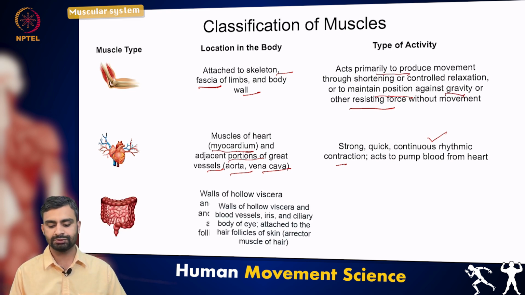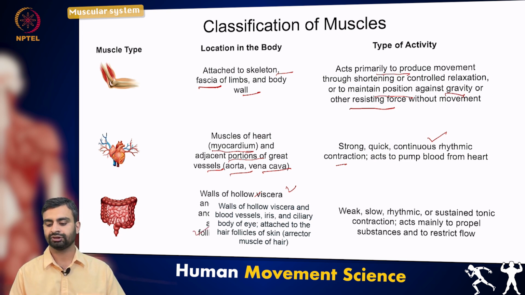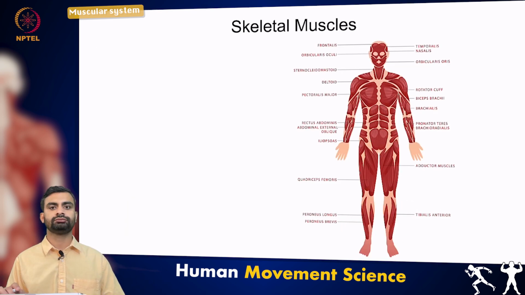And finally, the smooth muscles. These are present in the walls of hollow viscera, blood vessels, in the eye, and also attached to the follicles of the skin. So these muscles are weak in nature, have slow and rhythmic contraction, and also undergo sustained tonic contractions. These mainly help to propel the substances in the body and also restrict the flow of various fluids in the body, for example pumping of blood.